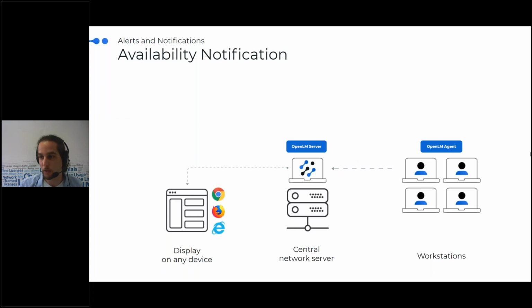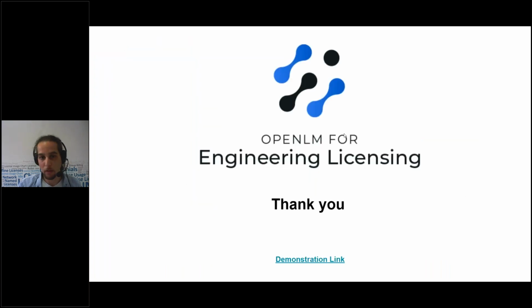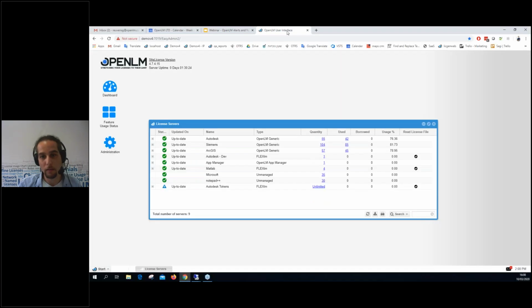So what will you need for that? Basically just the OpenLM agent on the workstations. They will transmit information to the OpenLM server, and that's it. You got everything there. So let's go and see a live demonstration of it.